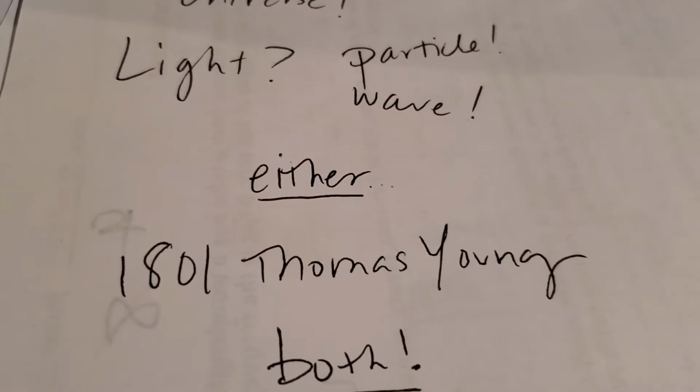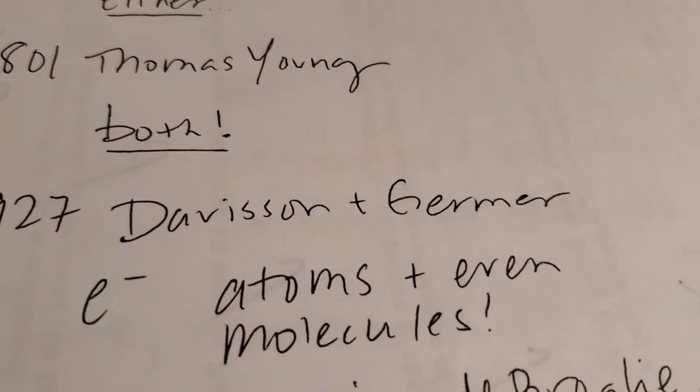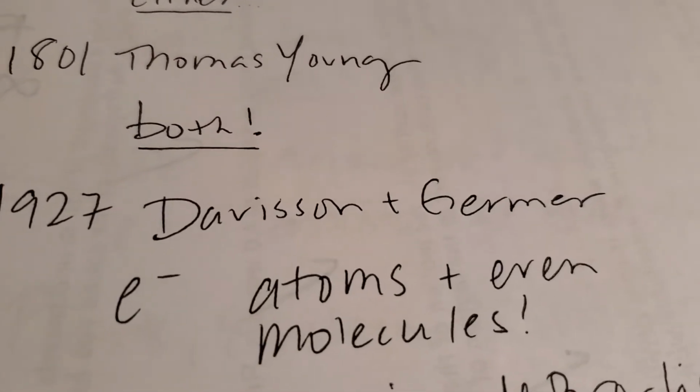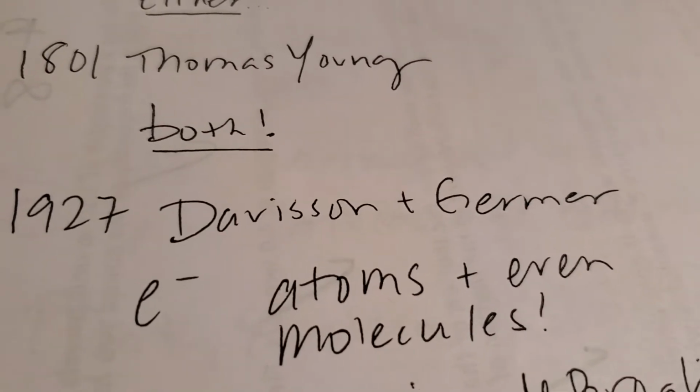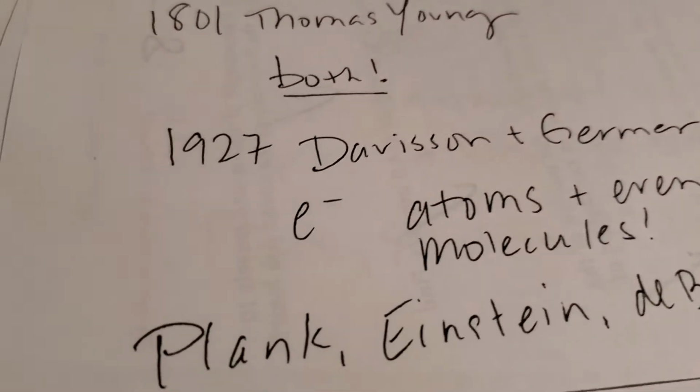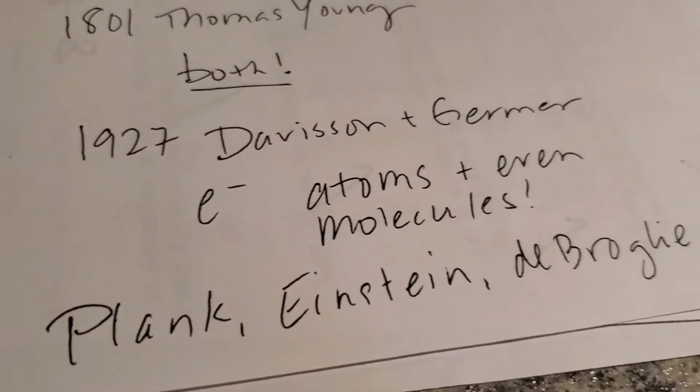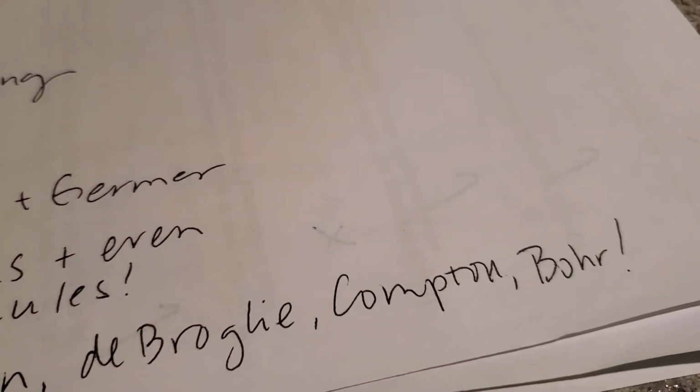So it goes. This was so crazy that in 1927, Davisson and Germer did the same thing with electrons to show that atoms and even molecules follow the same phenomenon. Well, people were freaking out. Planck, Einstein, de Broglie, Compton, and Bohr all got in on the action.